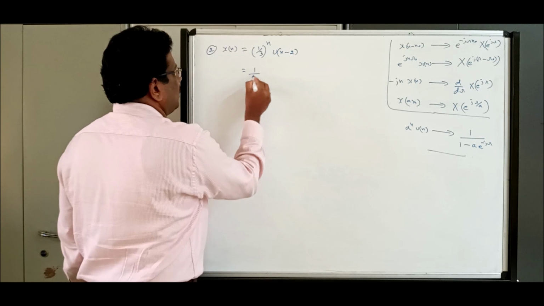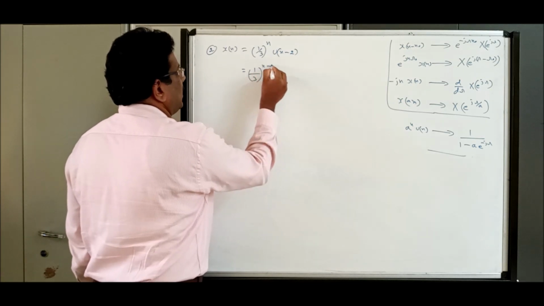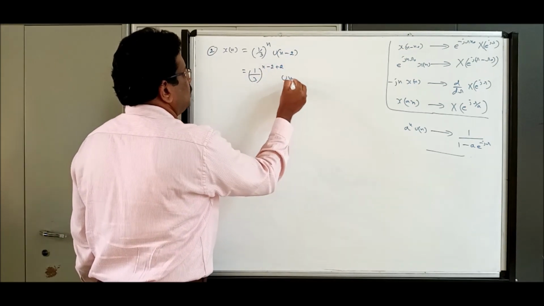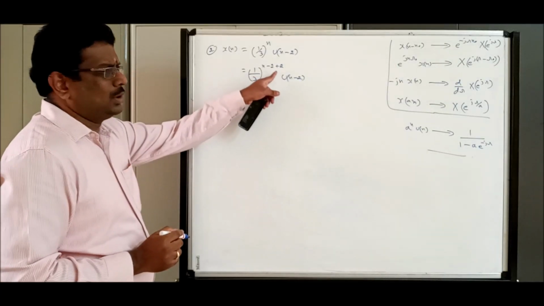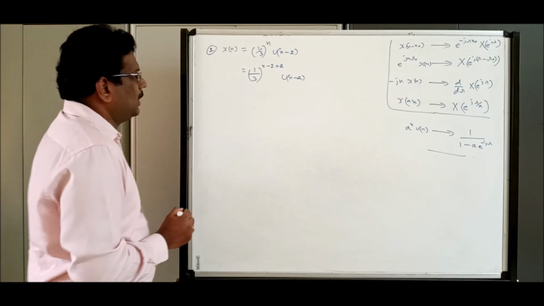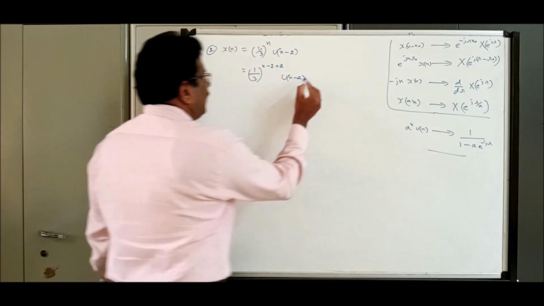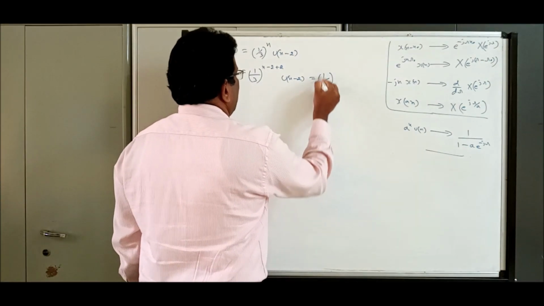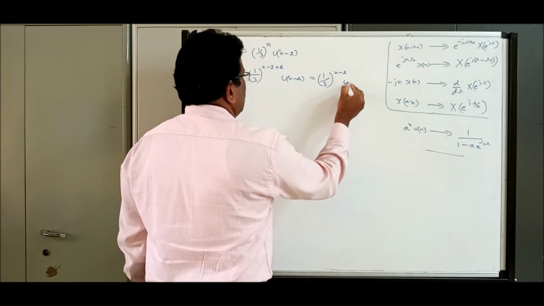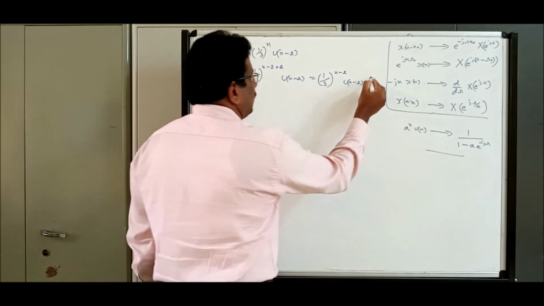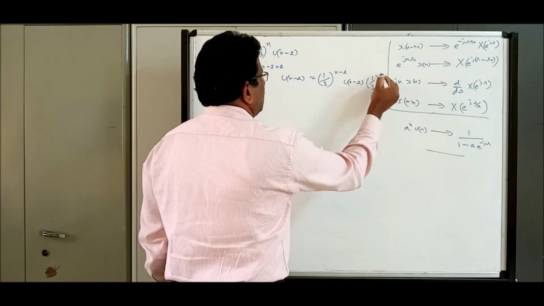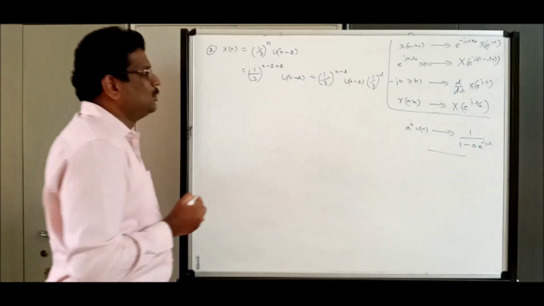Let us modify the question. 1 by 3 power n minus 2 plus 2 u of n minus 2. Nothing wrong, because minus 2 plus 2 cancel, the problem remains the same. Then, if you modify this given question, 1 by 3 power n minus 2, u of n minus 2 remains the same. Extra one more term, 1 by 3 the whole square. So please do remember.